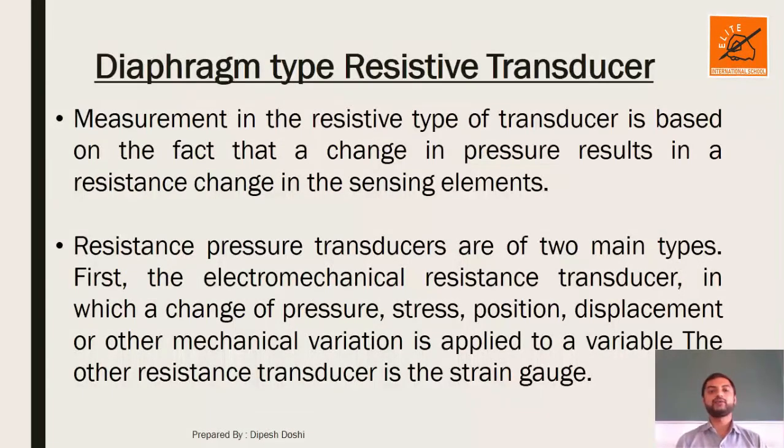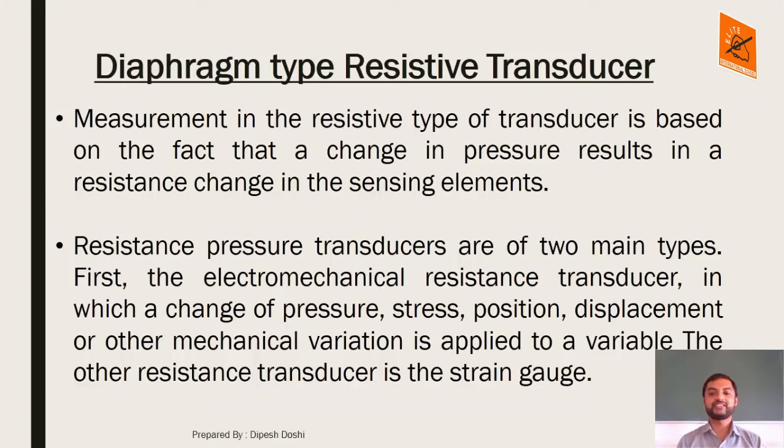So we are talking about the first type of resistive transducer, and that is the diaphragm type resistive transducer. The resistive type of transducer is based on the change in pressure resulting in a change in resistance of the sensing element. So whenever you change the pressure on the diaphragm, we get a change in the resistive element, and this is the main working principle of diaphragm type resistive transducers.